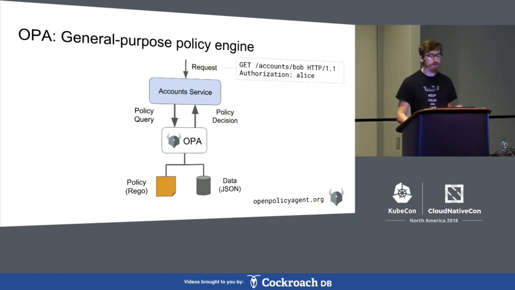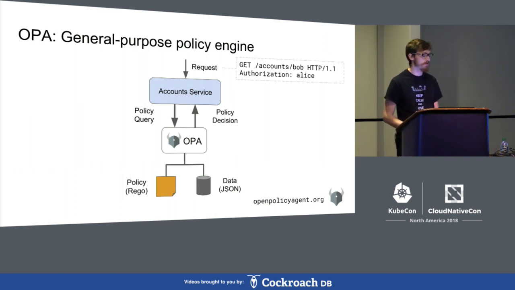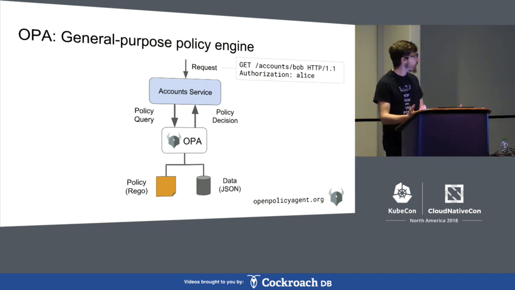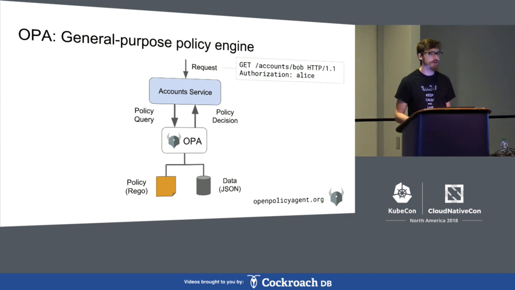Okay, so if we were going to go build the account service, we would have to implement an API, right, that allows people to view user account information. And so if you wanted to look up the account information for Bob, you would do a GET on /accounts/Bob, and then you provide your credentials. Now, when that request comes into the account service, it has to make a decision about whether or not to allow or deny the request.